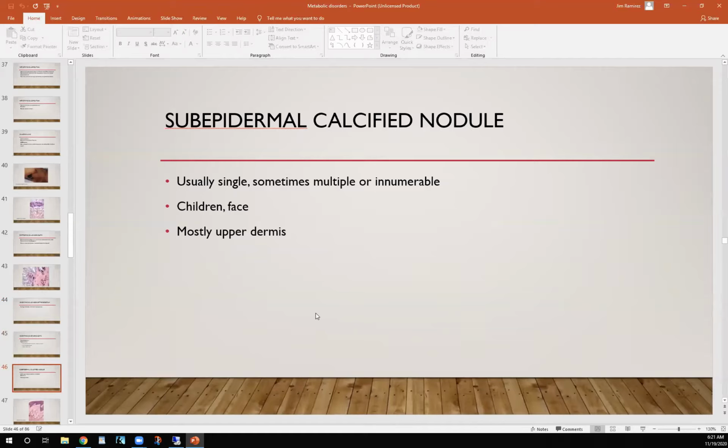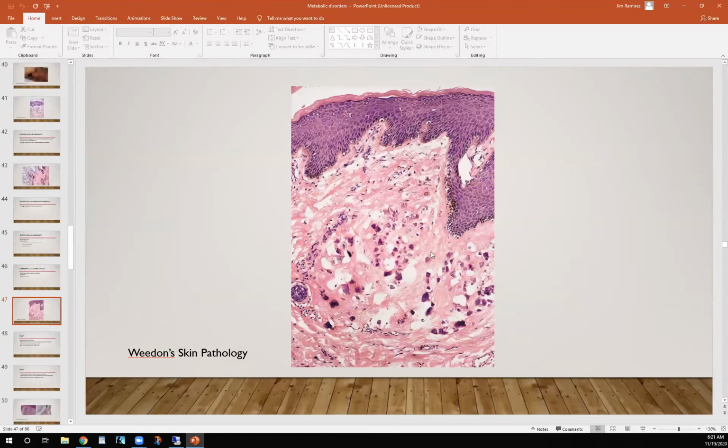Here's another one we will see in daily derm practice every once in a while, subepidermal calcified nodule. I think of this classically as small nodules, maybe a few, that occur on the face of children, sometimes the ear, usually involving the upper portions of the dermis. So here we have an example of that. As opposed to the idiopathic calcinosis of the scrotum, you can see in this case, which is an example of subepidermal calcified nodule, much more superficial involvement. And clinically, these will present as hard nodules.